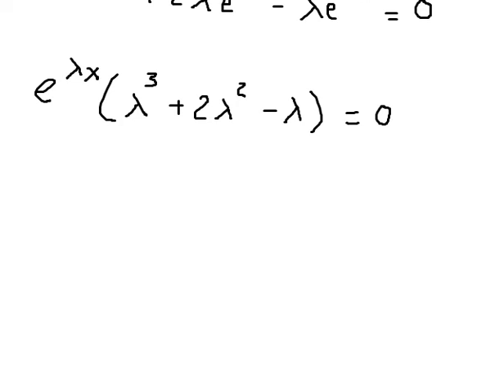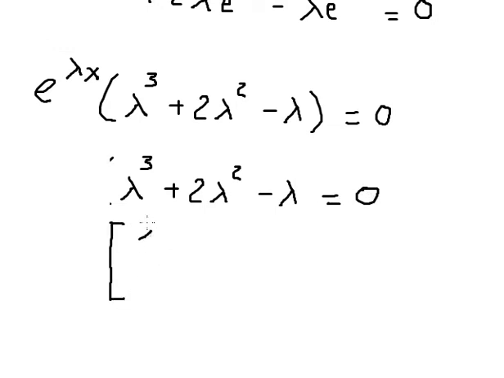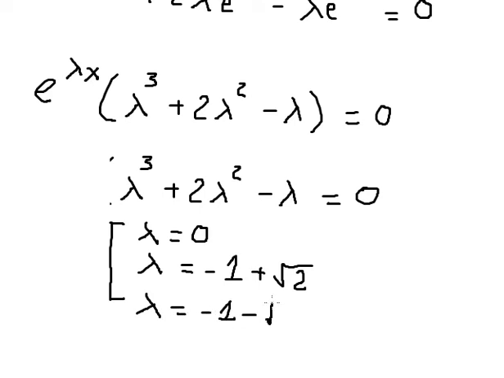So we need to find the solutions of this one. We have 3 solutions. Lambda equals number 0. Lambda equals negative 1 plus the square root of 2. Lambda equals negative 1 minus the square root of 2.